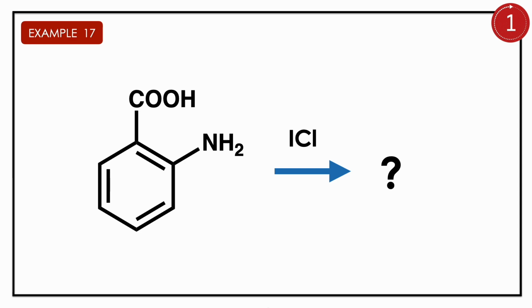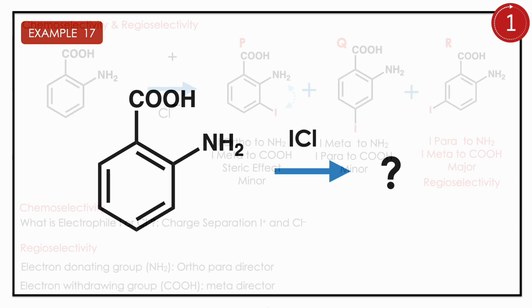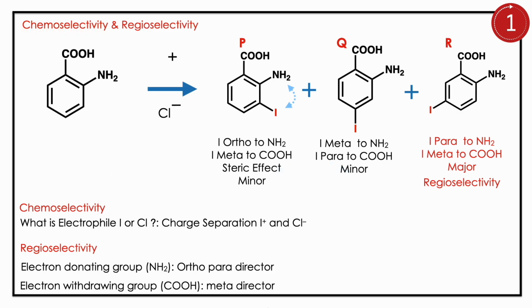Then the next example, you have ortho-amino benzoic acid reacting with iodine chloride. You should find what will be the final product. Here you have an amine and an acid. There are many possibilities including chemoselectivity and regioselectivity. Here you have two conditions, but our focus is regioselectivity. Here you have two possibilities. Amine or acid influence the incoming group because amine is the ortho para director and acid is the meta director.